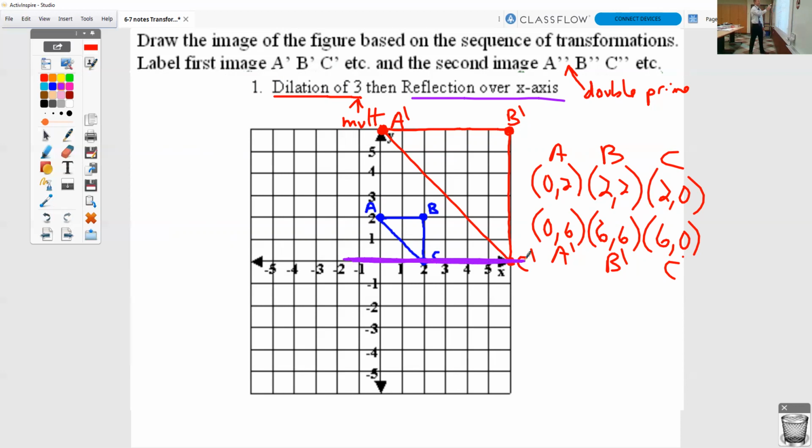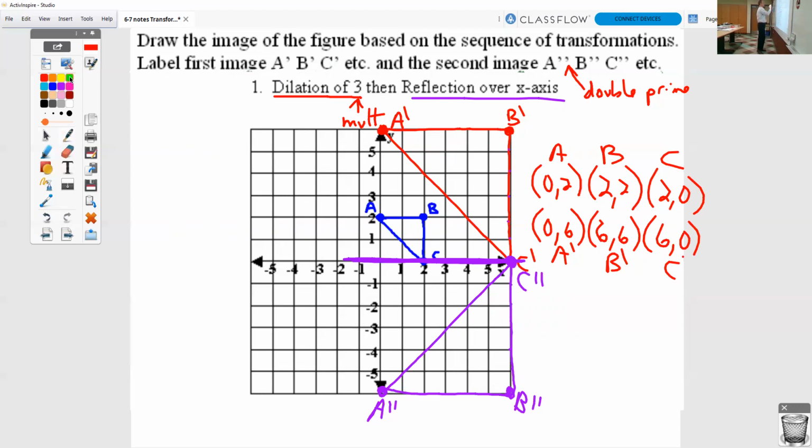So there's my mirror. A prime is 1, 2, 3, 4, 5, 6 places to the mirror. 1, 2, 3, 4, 5, 6 places away. This is A double prime. B prime is 1, 2, 3, 4, 5, 6 places to the mirror. 1, 2, 3, 4, 5, 6 places away. This is B double prime. C prime is right on the mirror, so it's 0 places away from it. C double prime is actually in that same exact spot as C prime. It happens sometimes when it's right on the mirror. So there is my new shape.